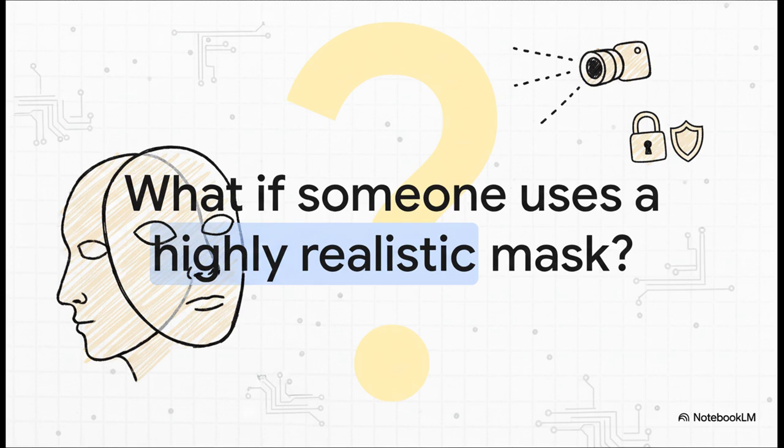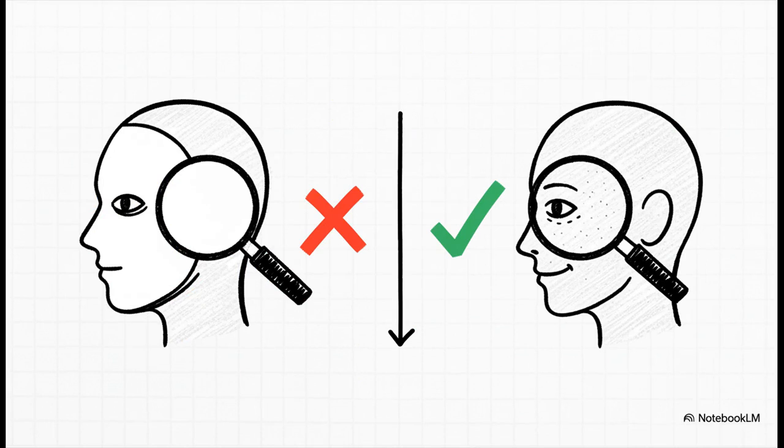Okay, let's take it up a notch. The whole Mission Impossible scenario. What about a hyper-realistic, custom-made mask? Could something like that fool a system? Even here, the technology is a step ahead. It's not just looking at the shape of a face. It's analyzing for things a mask just can't fake, like the natural texture of real skin and the thousands of tiny, involuntary microexpressions that a real human face makes every single second.